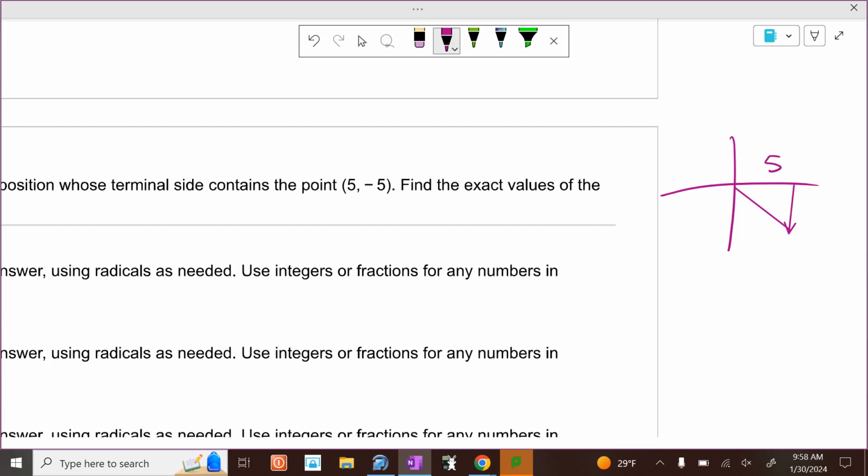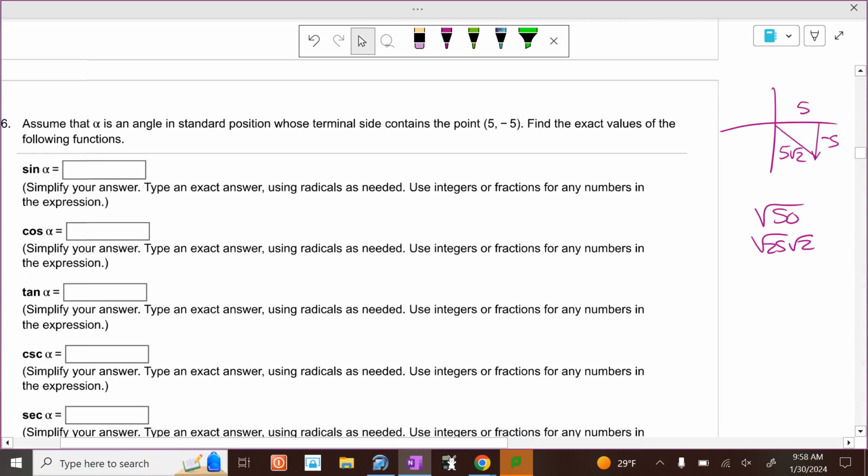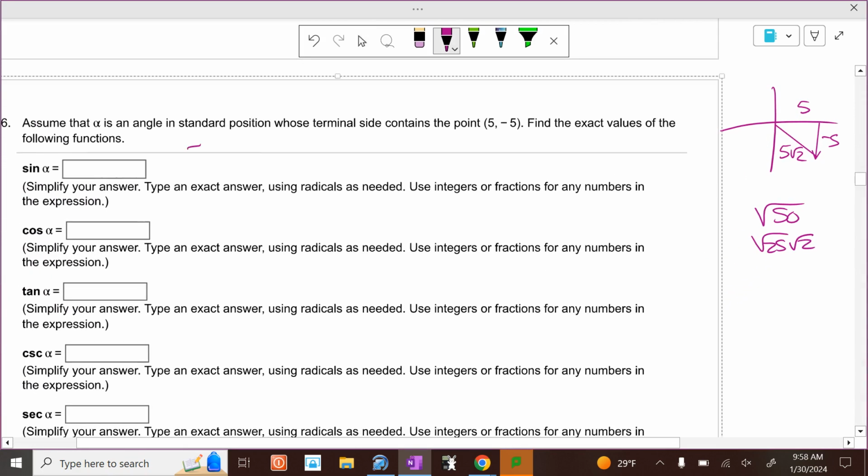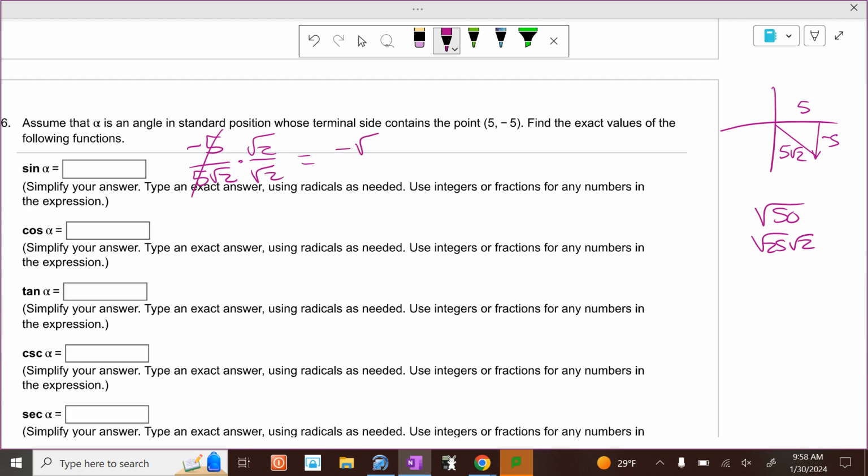Okay. 5, -5. 5 squared is 25. 5 squared is 25. 25 plus 25 is 50. The square root of 50 is my hypotenuse, which is the square root of 25 times square root of 2, or 5 square root of 2. So if we want the sine, it's opposite over hypotenuse. Those cancel. Multiply top and bottom by square root of 2. It's negative square root of 2 over 2.